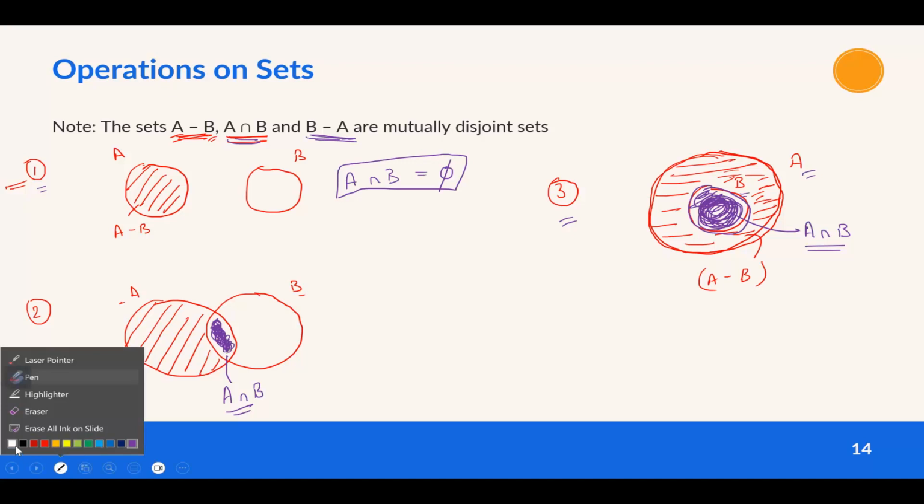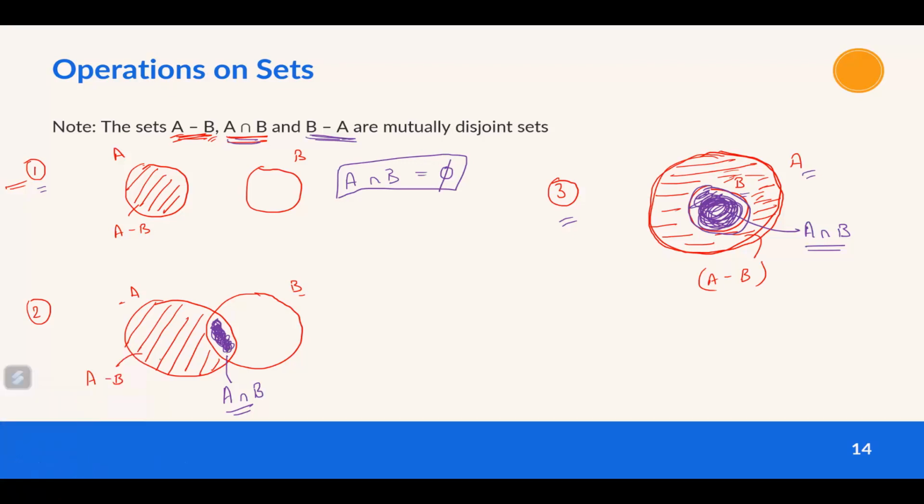So I'll again change color. So let me take blue color. In the first case, we have the set B and we'll subtract the set A. There is no common element between A and B. So this region will be B minus A. In this case, this circle is the set B, right? And if we remove the elements of A and B which are common, which is this part, we'll only get this region.